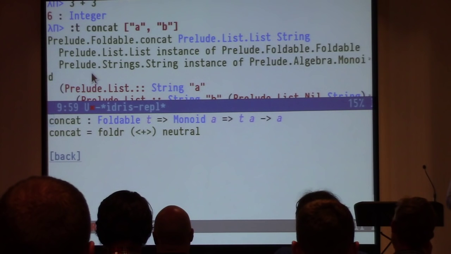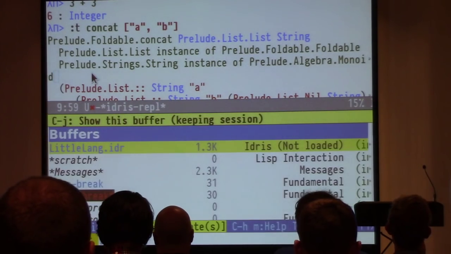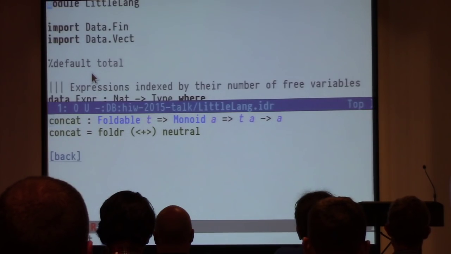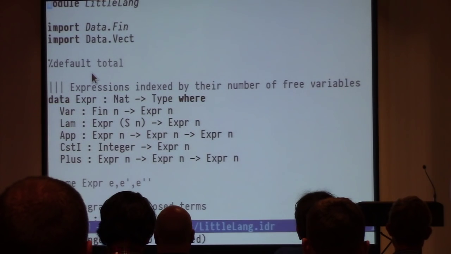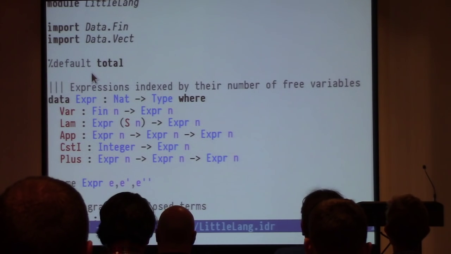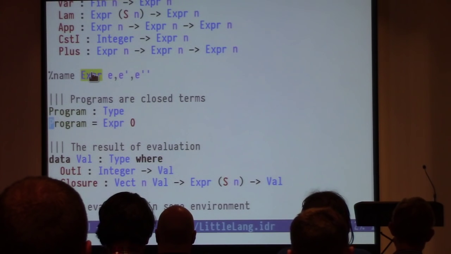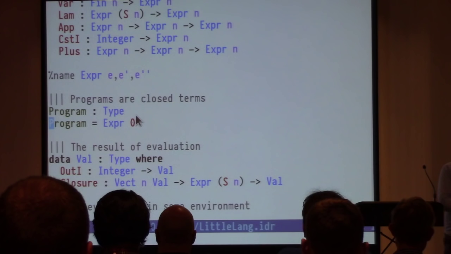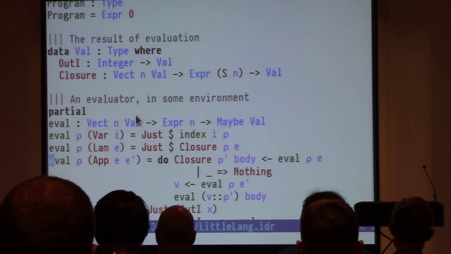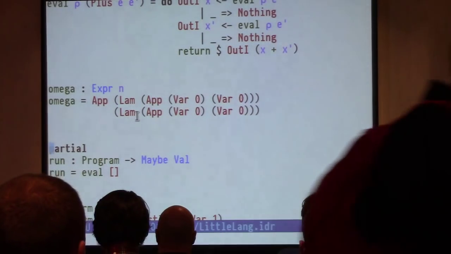And so this is great in a REPL. But sometimes I also want to actually use some real code. So here I've got a really stupid little expression language where the nat that indexes it is just the number of free variables. I've got a type synonym here, which is program, which is to say that programs are closed terms. I've got a little evaluator, which does everything you'd expect.